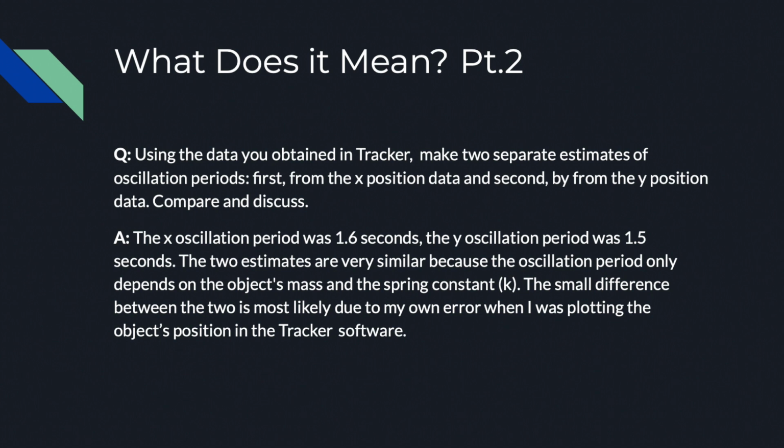What does it mean, Part 2? Question. Using the data you obtained in Tracker, make 2 separate estimates of oscillation periods. First from the X position data, and second from the Y position data. Compare and discuss. Answer. The X oscillation period was 1.6 seconds. The Y oscillation period was 1.5 seconds.